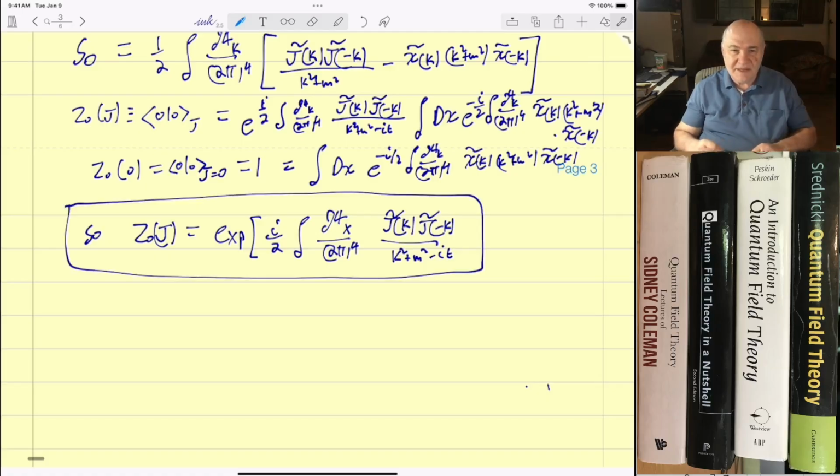And I will come back in part 2 to start getting the Feynman propagators and evaluating time-ordered products of fields.